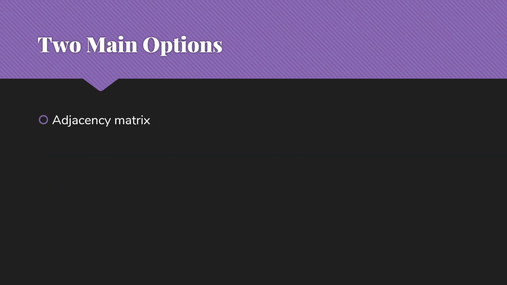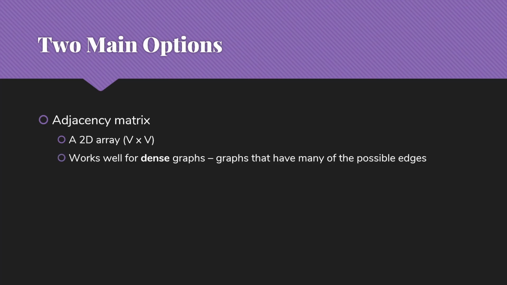One of them is called the adjacency matrix. Adjacency here is referring to the relationship between two vertices, that if two vertices are adjacent to each other, that means that there is an edge from the one vertex to the other vertex. The adjacency matrix is a two-dimensional array, a V by V array. It works well for dense graphs, graphs that have many of the possible edges.